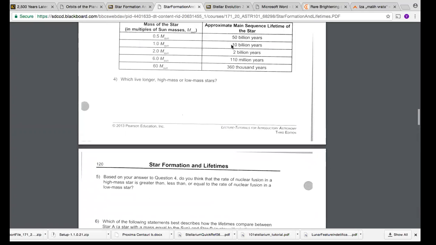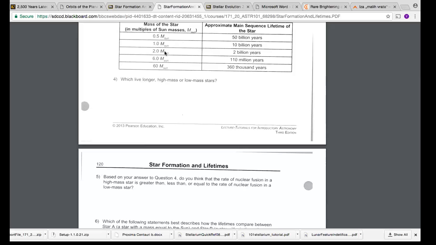So I can see that the sun lives 10 billion years and the 2 solar mass star lives 2 billion years. How many times more does the sun live? 5 times. Do you agree? Yes. 5 times lives more. And how much fuel does the sun have?